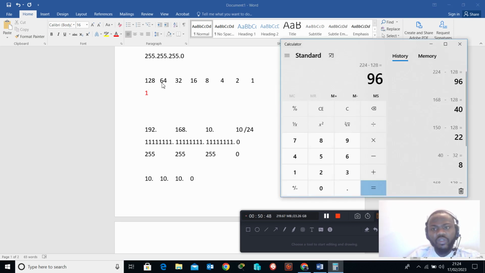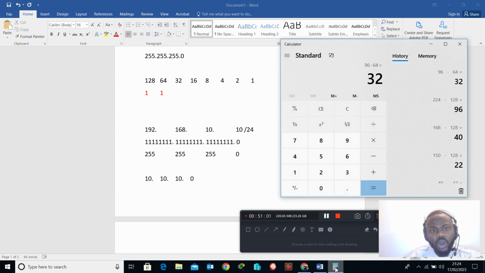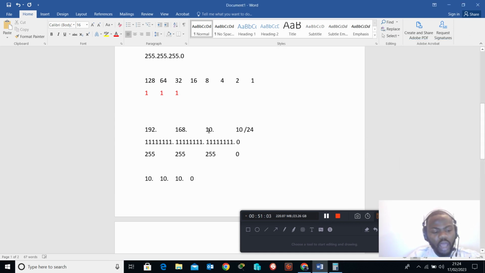96 is bigger than 64, so 64 can go in 96. So minus 64, that equals what? 32. So I'll put a 1 there because it can go, and I'm left with 32. And that is 32, so that's going to be 1. And the others are going to be zeros.